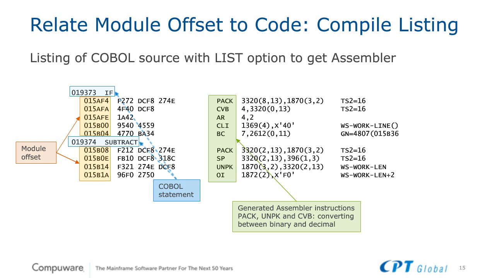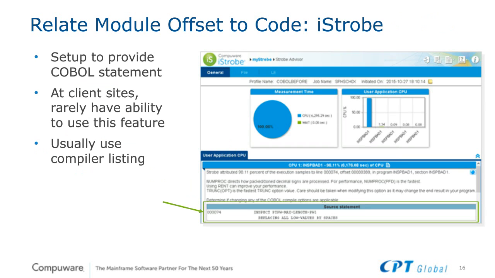Now, if you're not an assembler programmer, it probably doesn't mean much. But what I'm seeing is a pack, a convert binary, an unpack, and they're expensive instructions. And what they do, put together, is generally they convert between EBCDIC and binary and back to EBCDIC. Now, if you're a COBOL programmer, you're probably starting to get a light bulb appearing above your head.